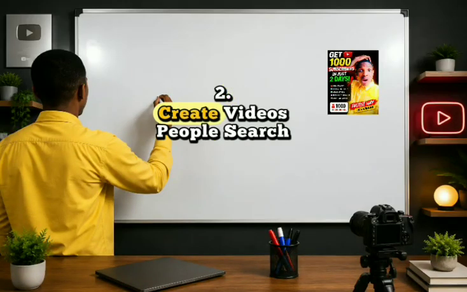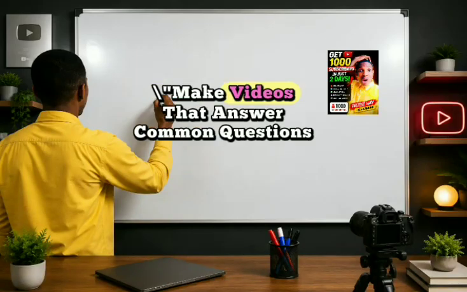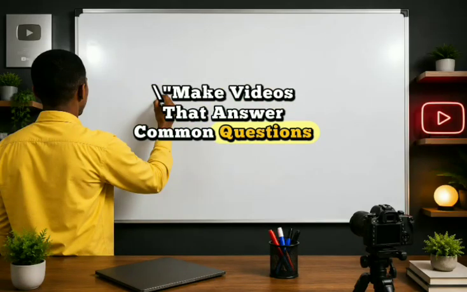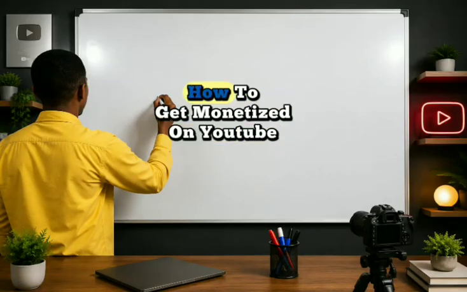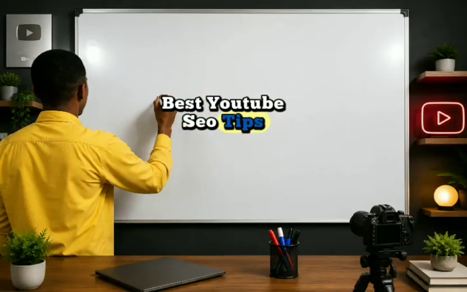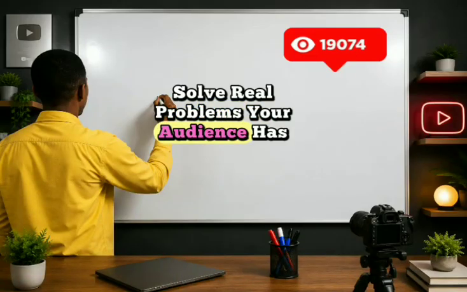2. Create videos people search for. Make videos that answer common questions, such as how to get 1,000 subscribers, how to get monetized on YouTube, best YouTube SEO tips, how to get more views. Solve real problems your audience has.